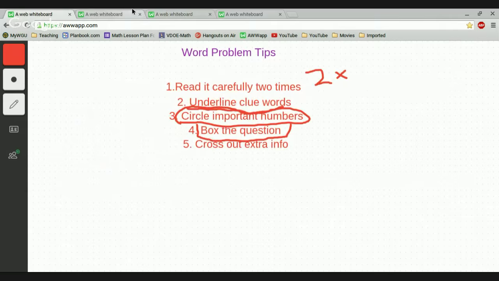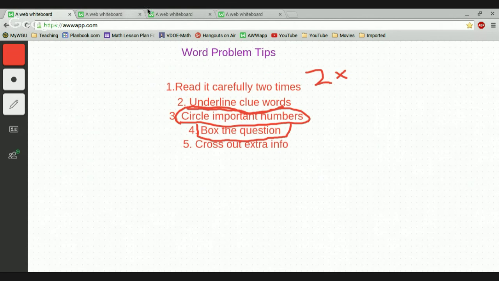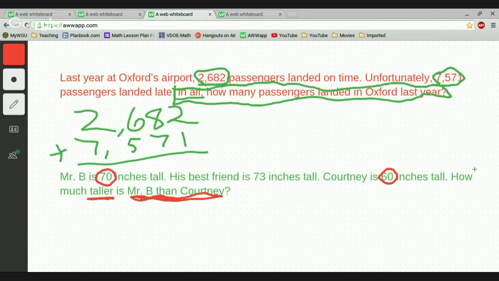Next one is circle important numbers. So 70 is going to be important because I see Mr. B, and Courtney, the 60 is going to be important. Don't see anything about my best friend, so I'm not going to circle the 73 there. Box the question. So the question here is how much taller is Mr. B than Courtney?